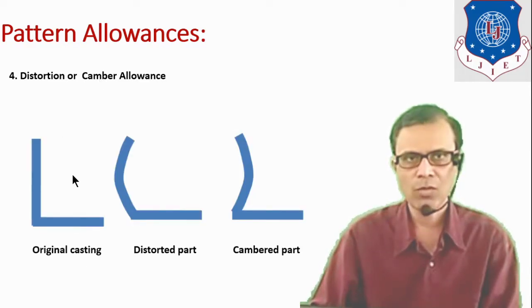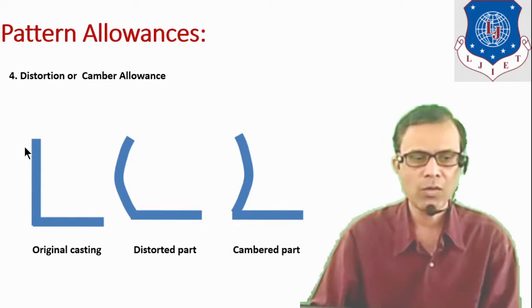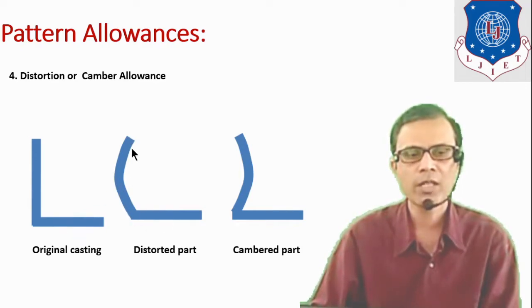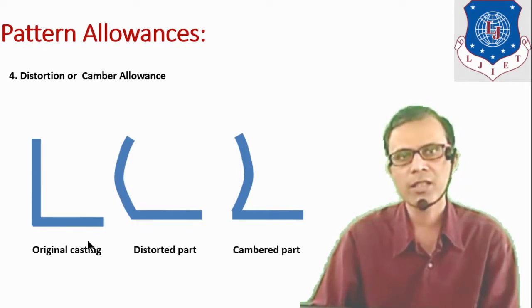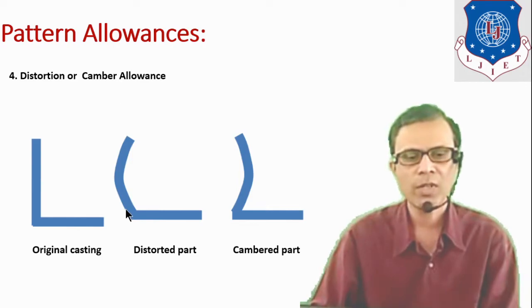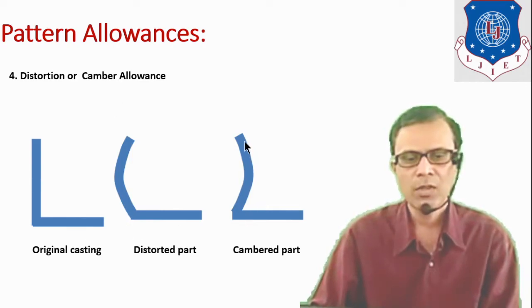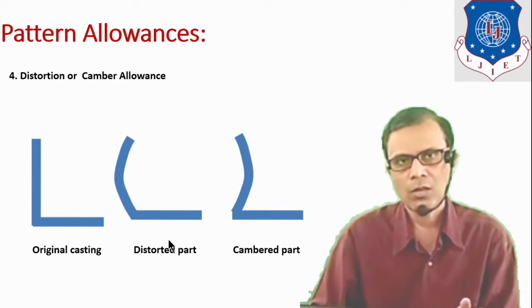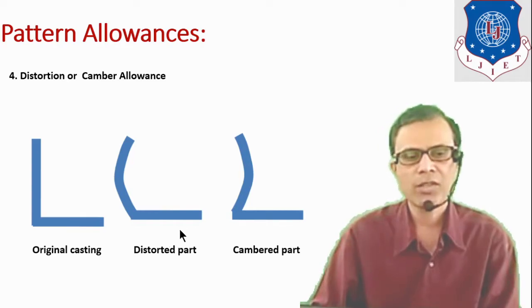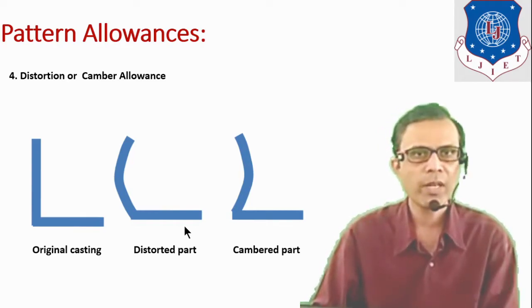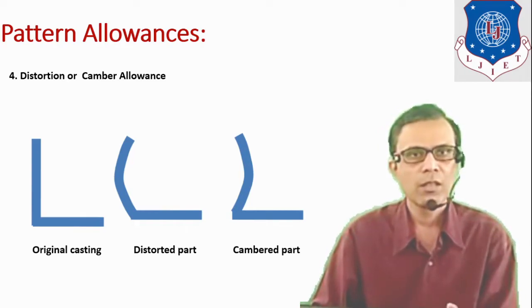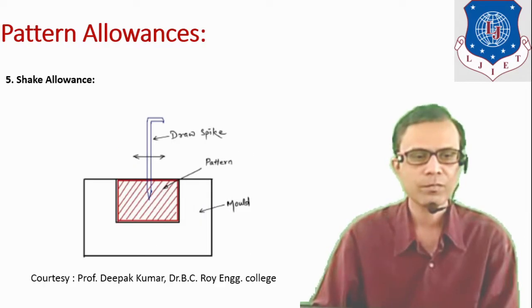Another example is also shown here. It is the original casting, and in this diagram you can see how it is distorted. As it is a thin section casting, there is a chance of distortion, and this diagram shows the cambered part. So in the opposite direction, the allowance is provided to compensate the distortion.